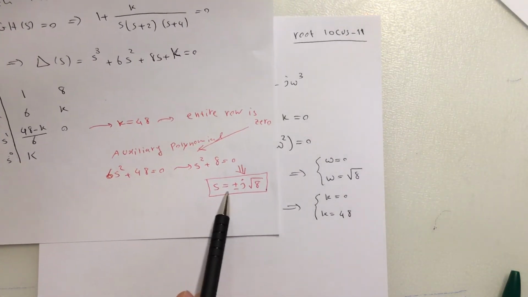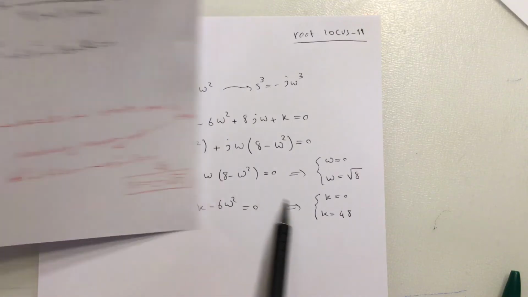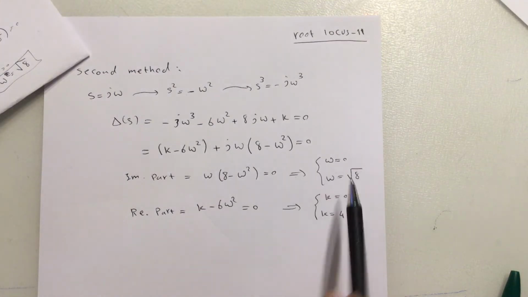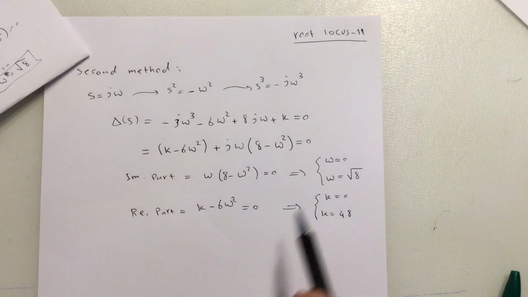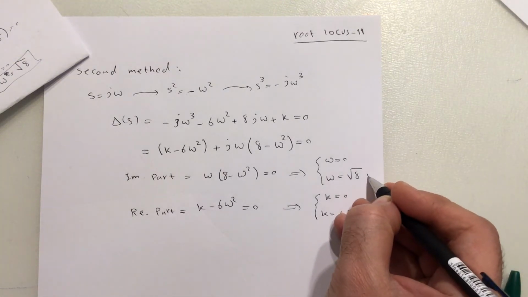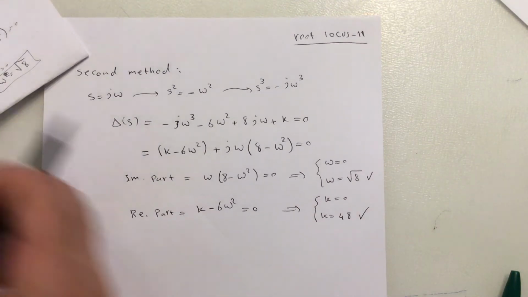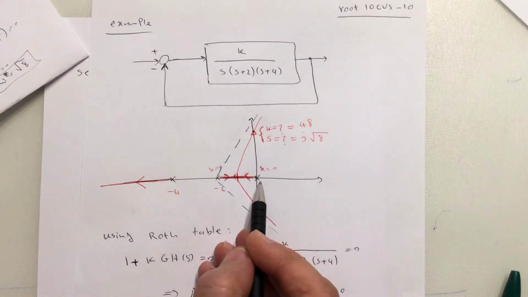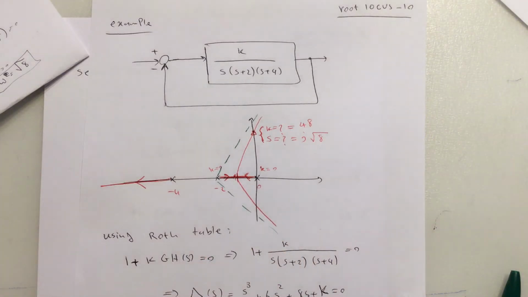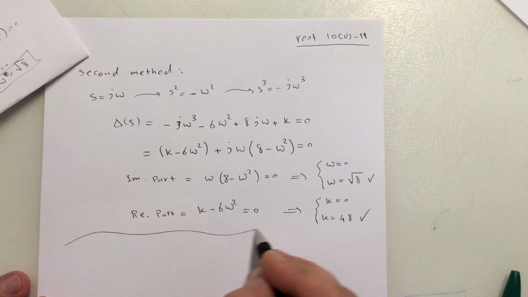Here we were talking about S, because of that we had j omega, but here we are looking for omega, which is square root of 8. So that's another way to find that, and this part is the one that we are looking for. The other one is just the point where we start the branch of the root locus.